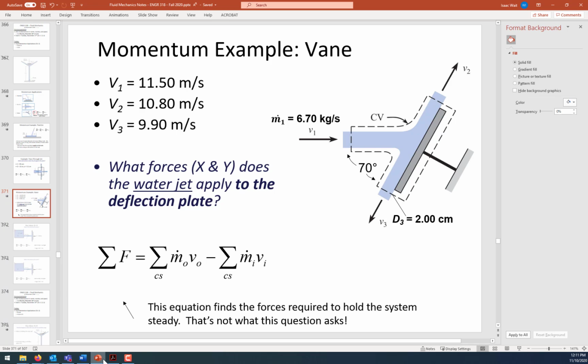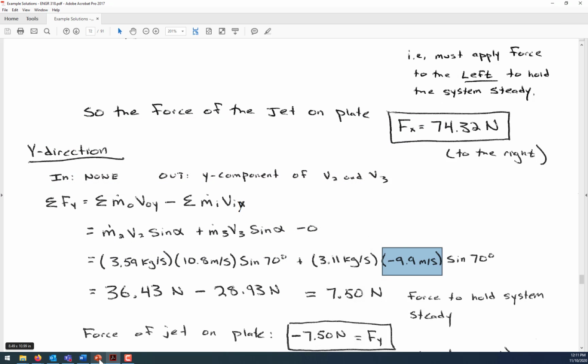And let's just see, how could we have known that instinctively, that the jet is going to be pushing the plate down? The reason is because there's more of the water going through stream 3 than there is going through stream 2. So that's why the force is down on that plate.